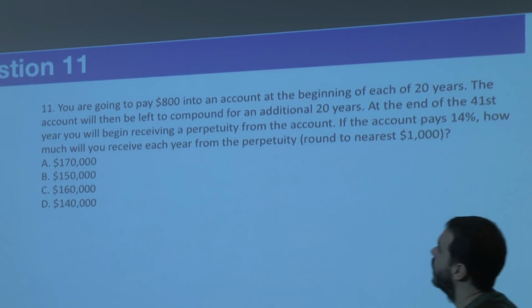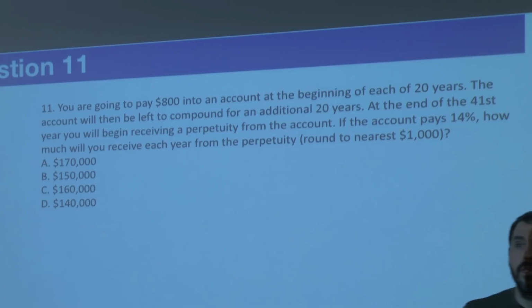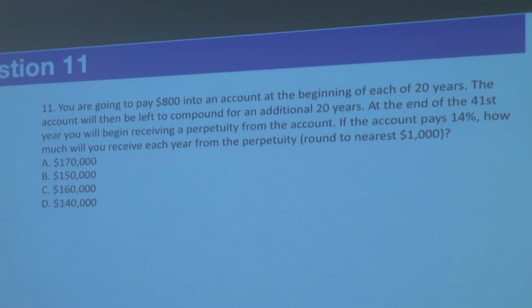So who can walk me through the steps of solving this? Sorry, does it pay 14% of the total amount after or during? No, the 14% APR is the interest rate, and that's calculated from day one, right? Yep.